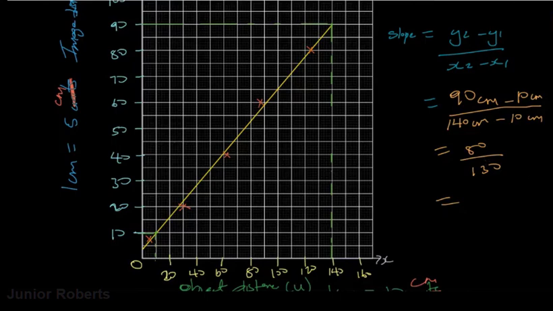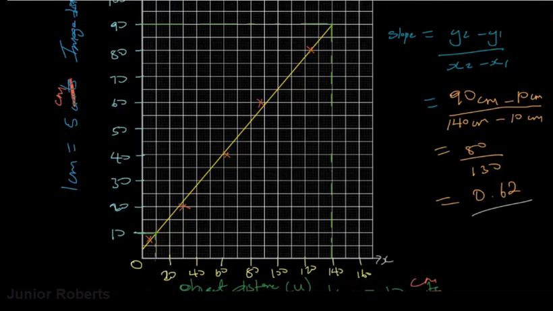So now we simply divide this: 80 divided by 130, and we get 0.62, writing it to 2 decimal places. And in this case, we're not going to get any unit. We'll just simply get 0.62.